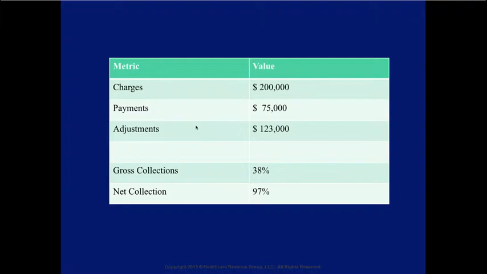So what's that look like? Oops, dropped some numbers here. So charges are $200,000. My payments are $75,000. 200 divided by 75,000 is 38,000.